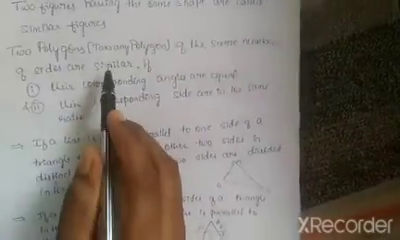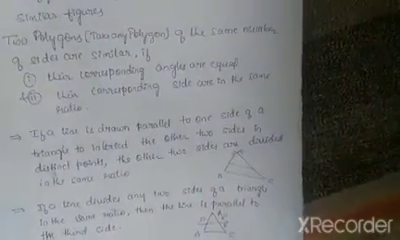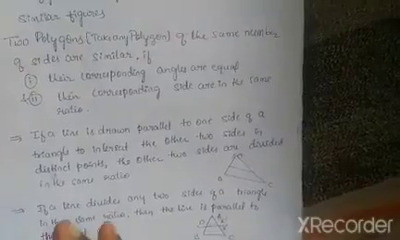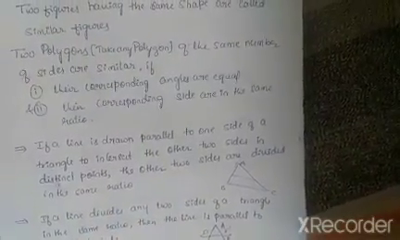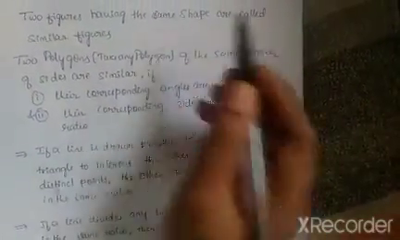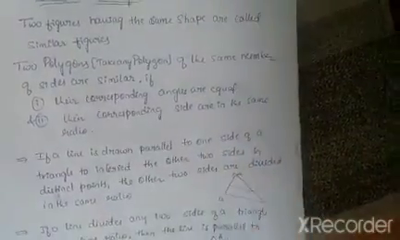Next we will move to similar figures. What is the difference between congruency and similarity? Congruency means both shape and size are the same, but here only the shape is the same. If it has the same shape, that is similar.